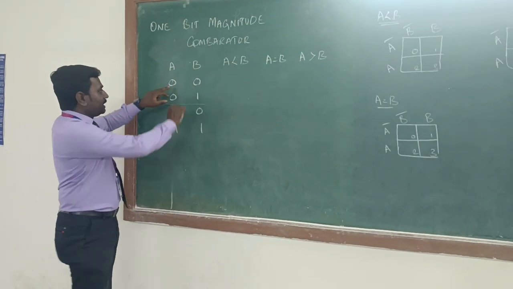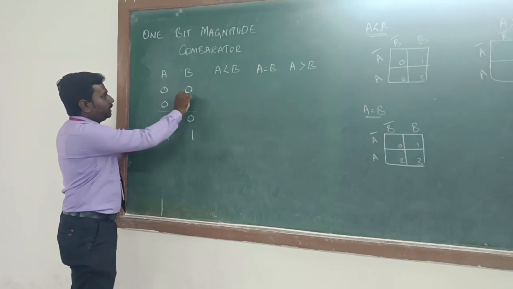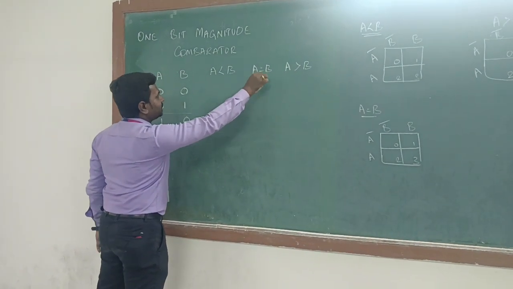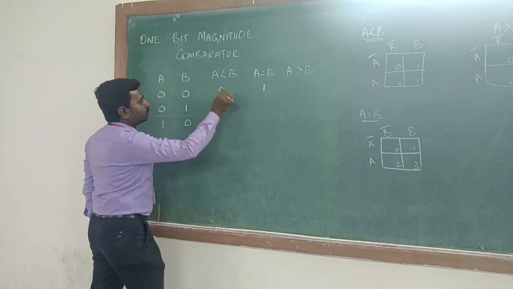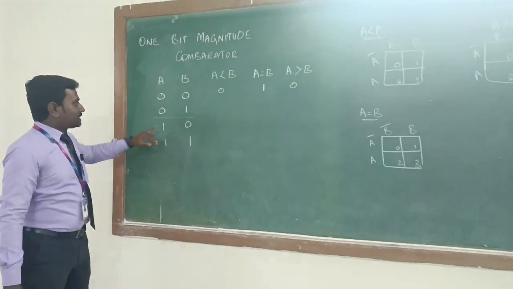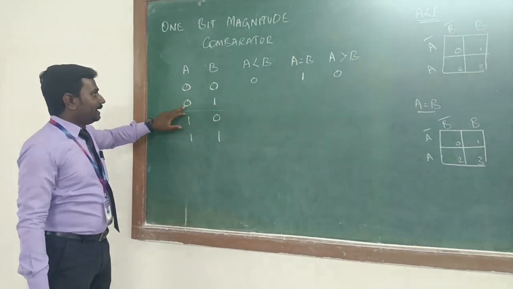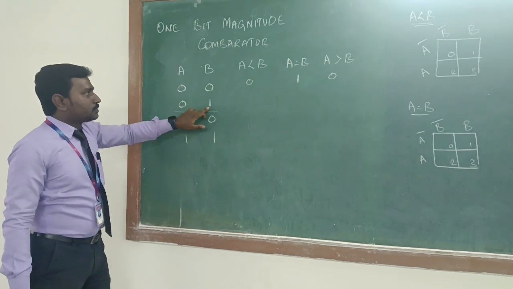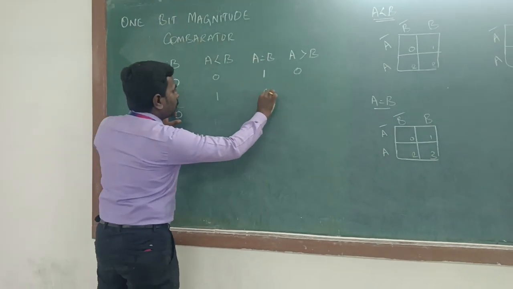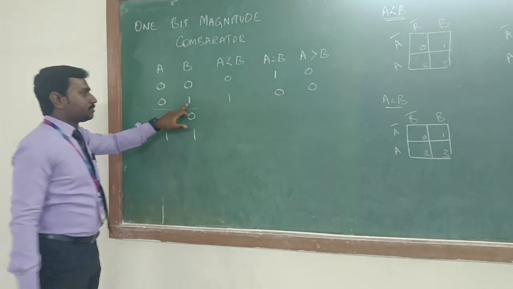In the first case A is 0 and B is also 0, so A is equal to B. So A is equal to B is high. I am putting 1 in A is equal to B and the remaining two columns are low, so I am putting 0. Next, A is equal to 0 and B is equal to 1, which means that A is lesser than B. So A is lesser than B is high and the remaining two columns are low. I am putting 0 for the remaining two columns.